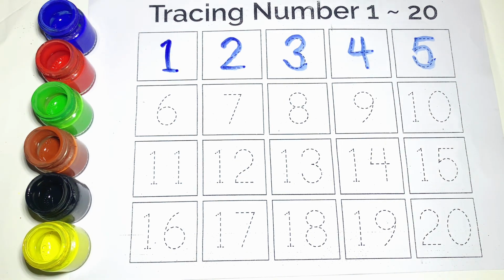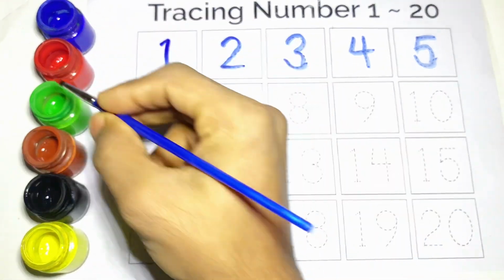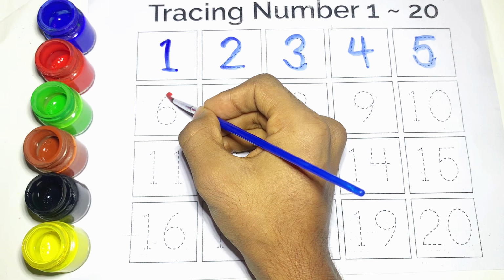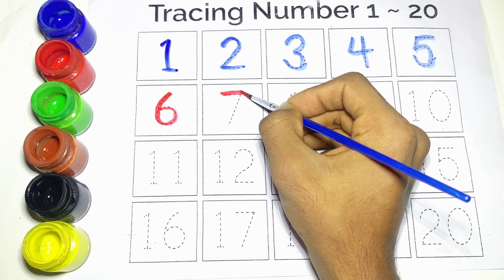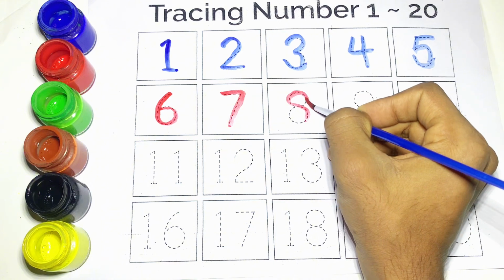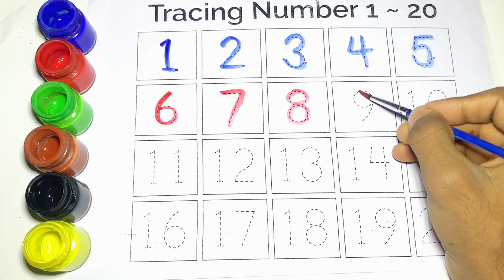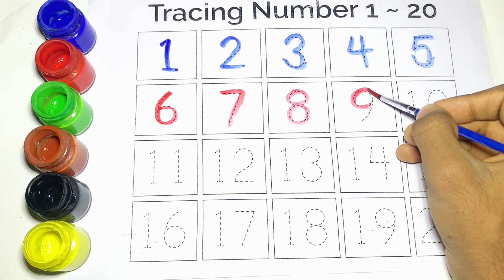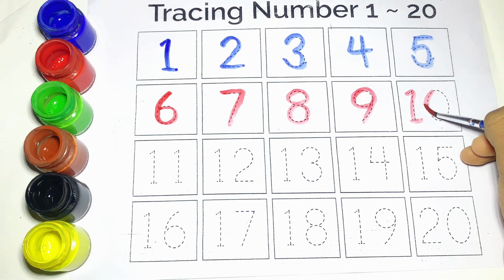Kids, now draw 6, the numbers of 6. And use red color. 7, the numbers of 7. 8, the numbers of 8. Kids, again use red color and draw 9, the numbers of 9. 10, the numbers of 10. And again use red color.